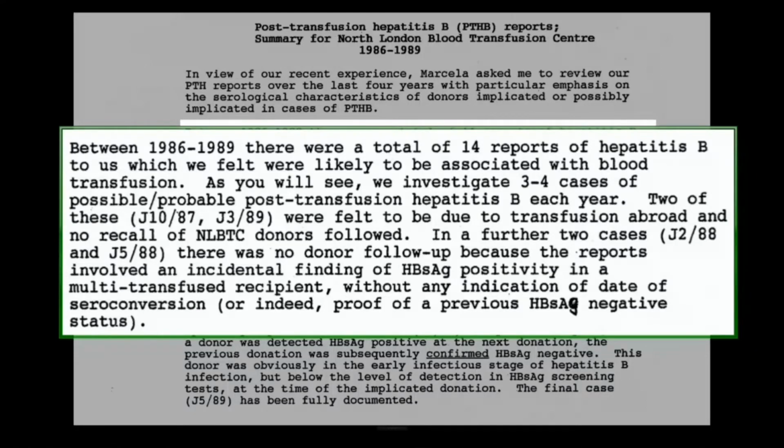As you will see, we investigate 3 to 4 cases of possible, probable post-transfusion hepatitis B each year. 2 of these were felt to be due to transfusion abroad, and no recall of NLBTC donors followed. In a further 2 cases, there was no donor follow-up because the reports involved an incidental finding of hepatitis B surface antigen positivity in a multi-transfused recipient without any indication of date of seroconversion or indeed proof of a previous hepatitis B surface antigen negative status.